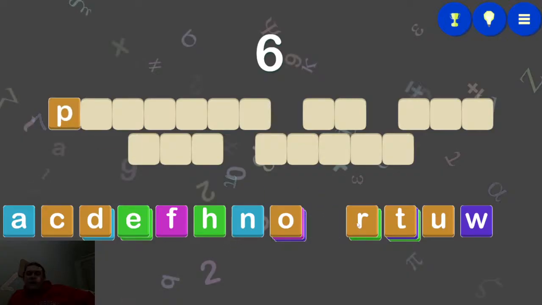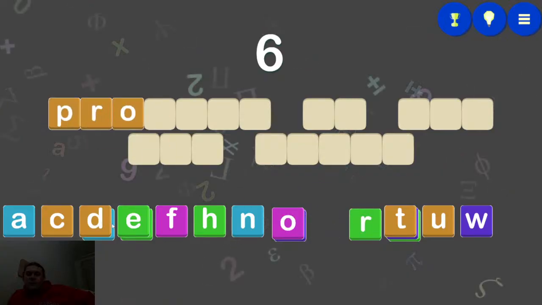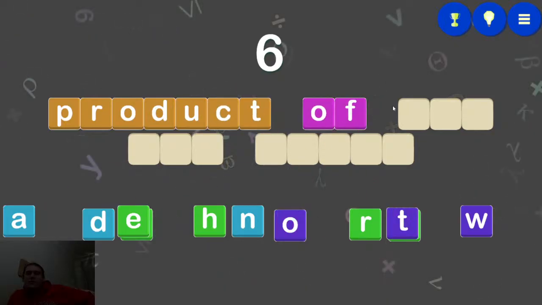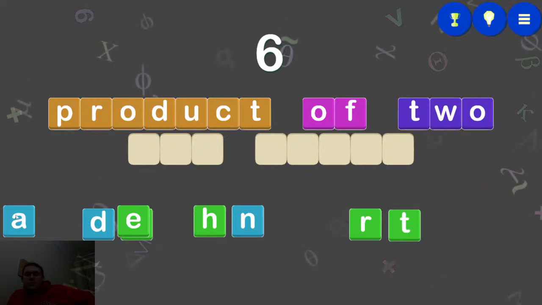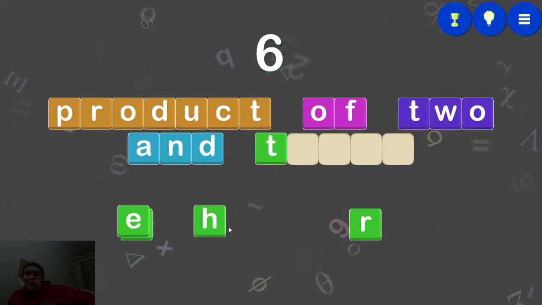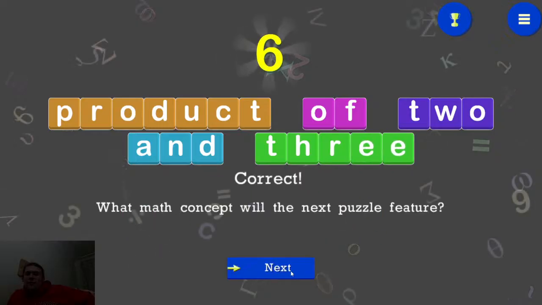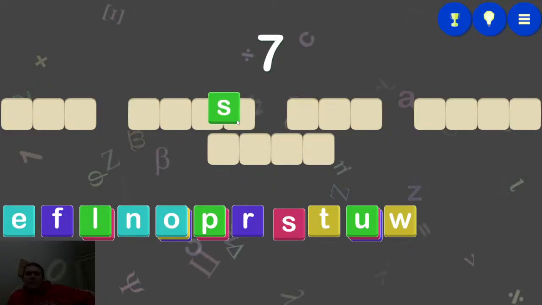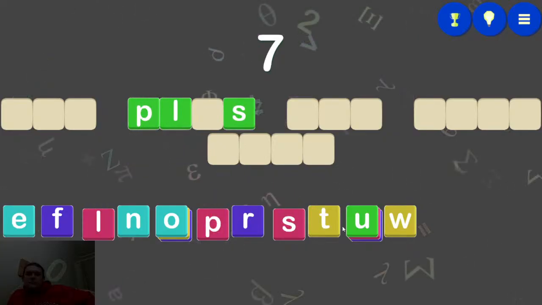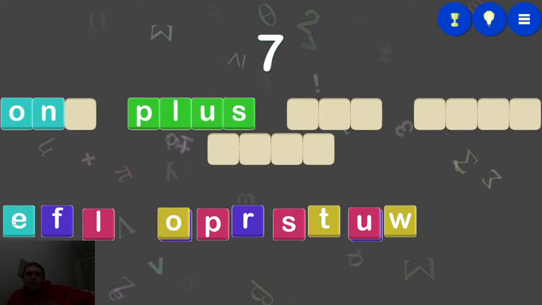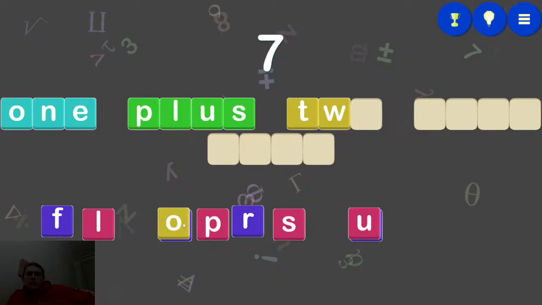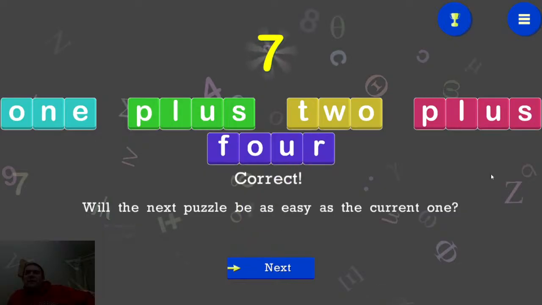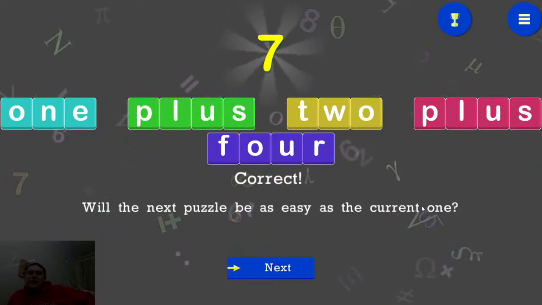By the way, I think right here we also have product, like for number 6, product of 2 and 3. Yeah. For number 7, we have something plus. We have 1 plus 2 plus 4, yeah? So smaller numbers mean easier mental arithmetic.